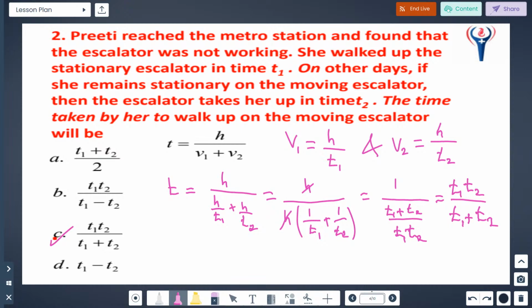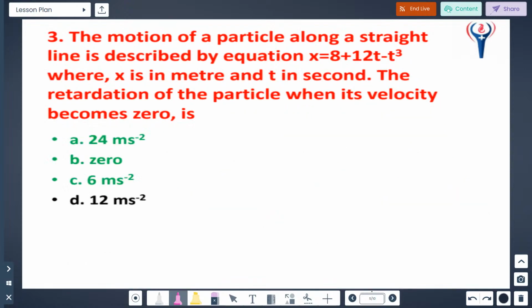Let's move to question number 3. The motion of a particle along a straight line is described by equation x equal to 8 plus 12t minus t cube. Here x is in meter and t is in second. The retardation of the particle when its velocity becomes 0 is dash. Option D is the correct answer.